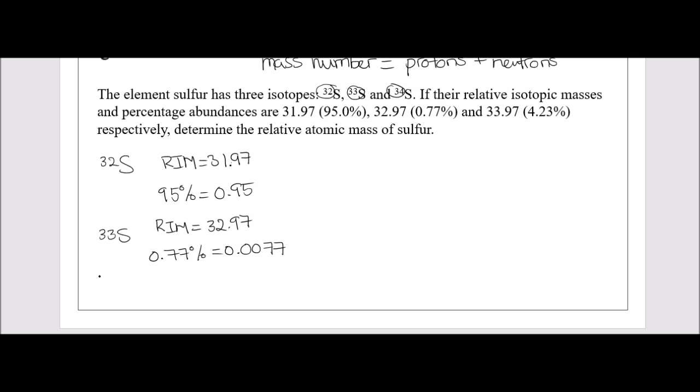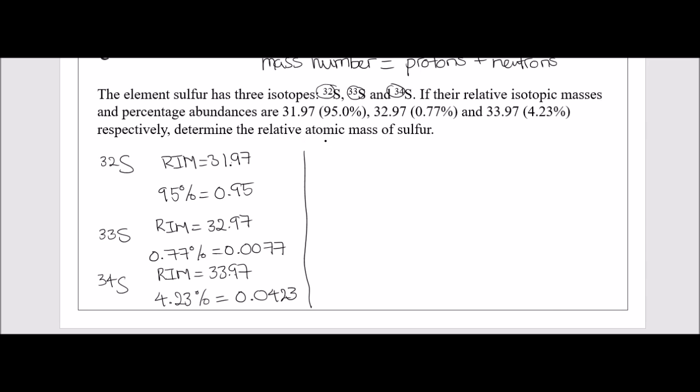So for the third one, I have sulfur 34. The relative isotopic mass is 33.97, and the percentage abundance is 4.23%, which is the same as 0.0423. Once again, you are allowed to keep the percentages. It just means that you have to divide the number by 100 later on.